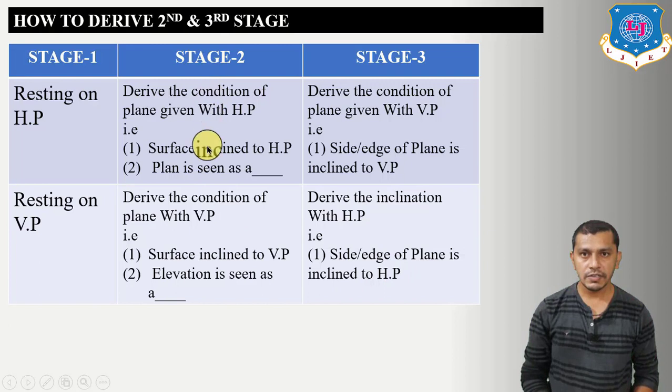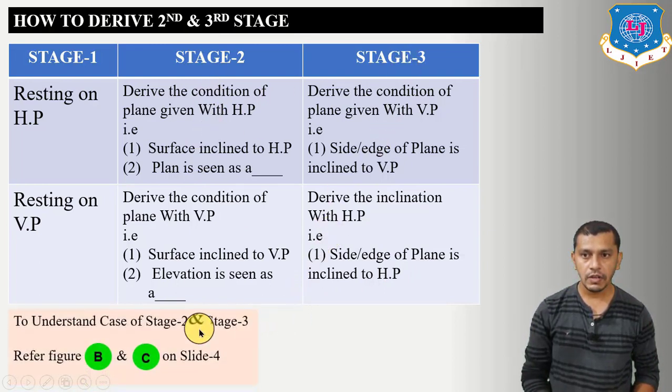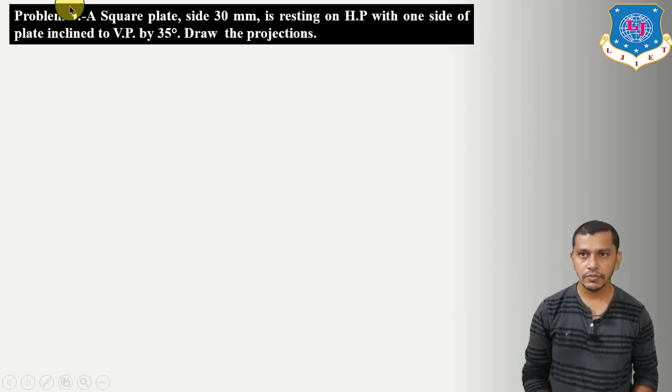And if you want to understand the stage 3 and stage 4 of projection of planes, then refer figure B and C on slide 4, in which we have taken the case of the rectangle. Now let's try to solve the problems of projection of planes by using all this data regarding the first stage, second stage and third stage. So let's try to solve the first problem.